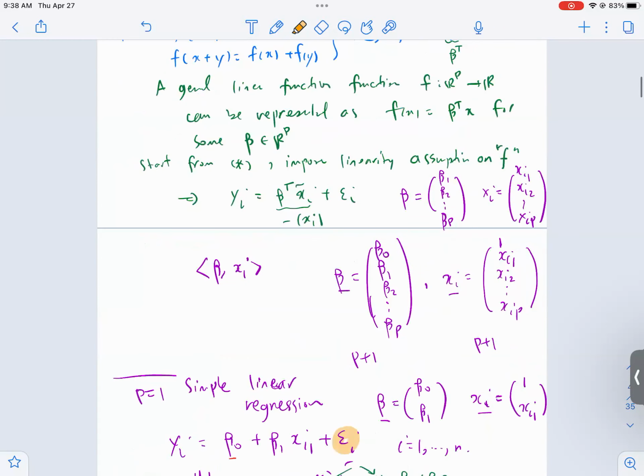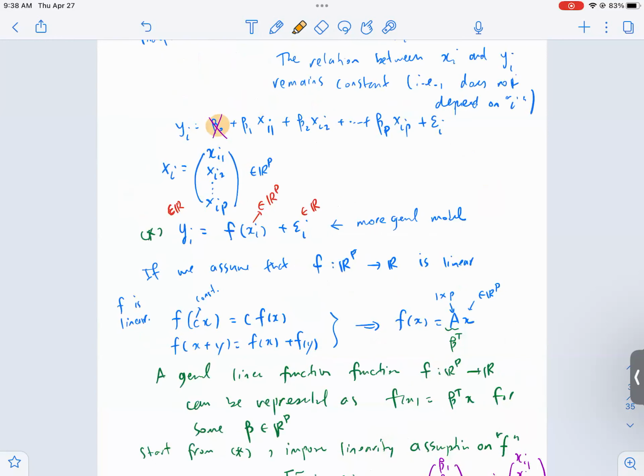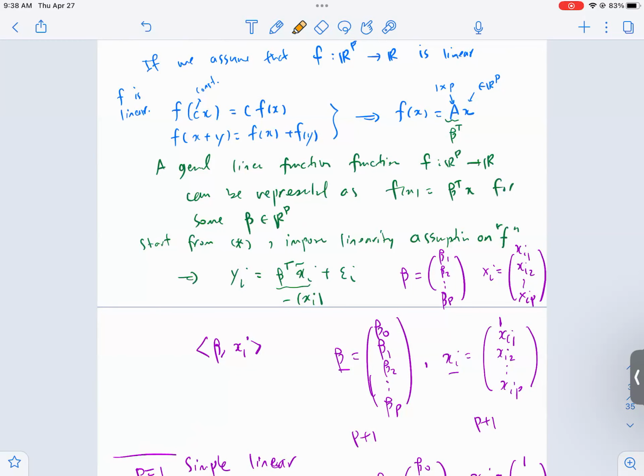We talked about adding an intercept. So you can add an intercept to this model by just augmenting the feature vector xi with an element of 1, and then you augment the beta vector with a beta 0, which when you multiply beta transpose by xi, you get the intercept as a result of multiplication for the first coordinate.